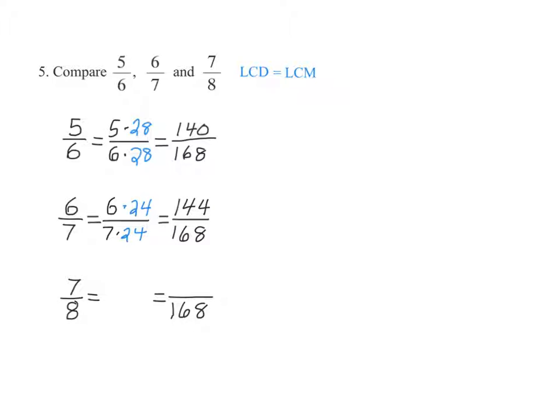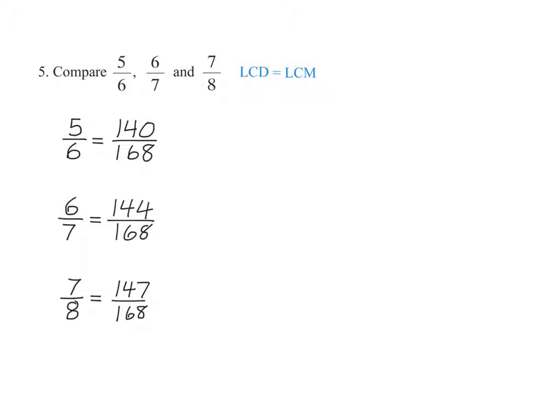And finally, for the last fraction, we need to find a number that when multiplied by 8 gives us 168. And since 8 times 21 gives us 168, we need to multiply the top, 7, times 21, which is equal to 147.